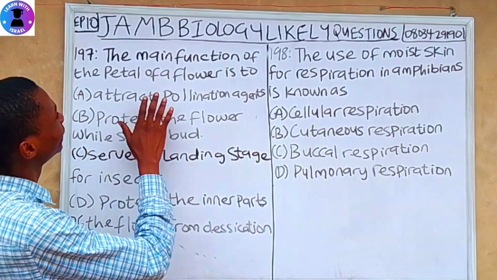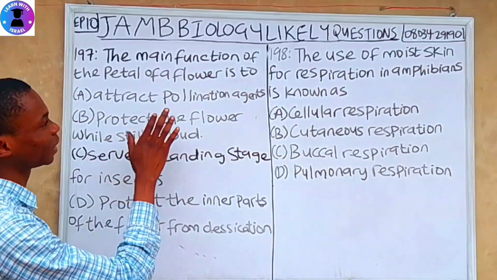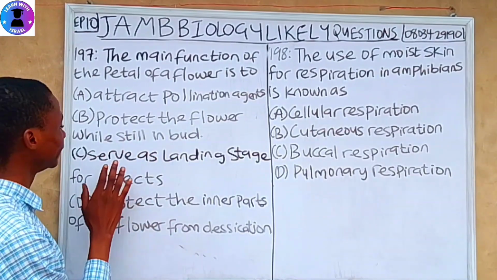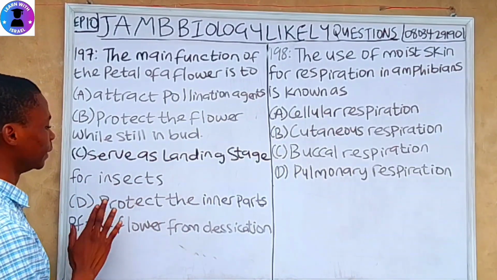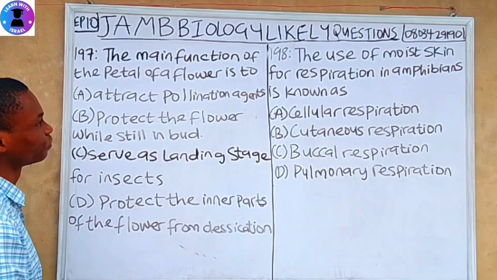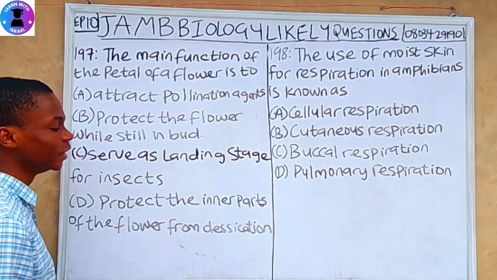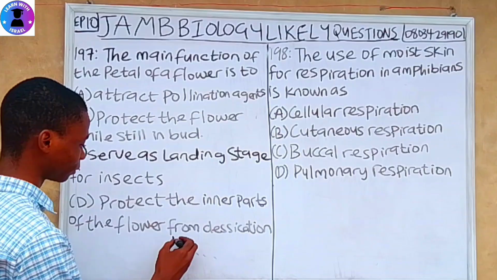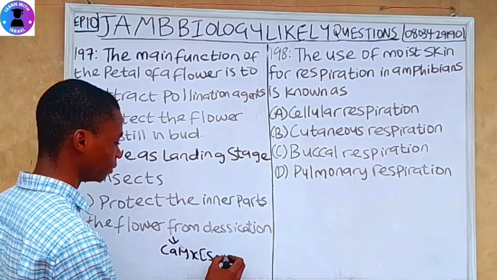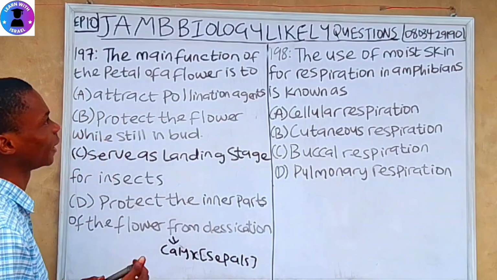Question 197. The main function of the petal of a flower is to: A. attract pollination agents, B. protect the flower while still in bud, C. serve as landing stage for insects, D. protect the inner part of the flower from desiccation. So let's start from option D. Protecting the inner part of the flower from desiccation is done by the calyx. And this calyx is also known as sepal, and it is part of the organs in flowers.